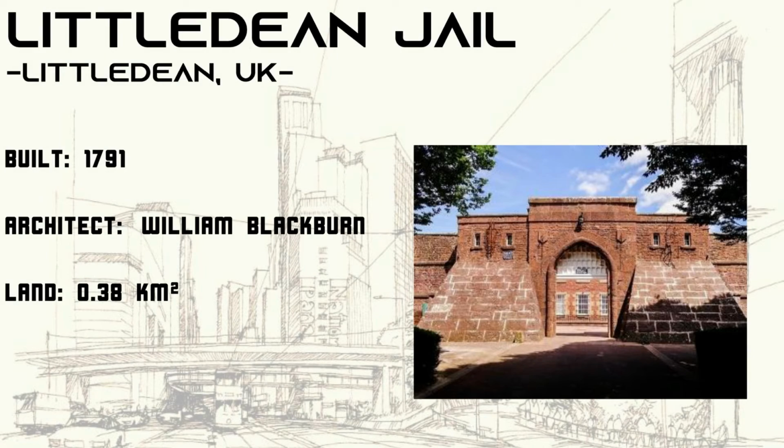Little Dean Jail, designed by William Blackburn and completed in 1791, and its land 0.38 square kilometers. The House of Correction in Little Dean was built as a role model for what modern prisons of the day could be. Indeed, London's Pentonville Prison and the Philadelphia Cherry Hill Penitentiary system were modeled on the facility. Airy and light, today it is a museum that is home to the Crime Through Time collection. It carries a collection of crime and police memorabilia.